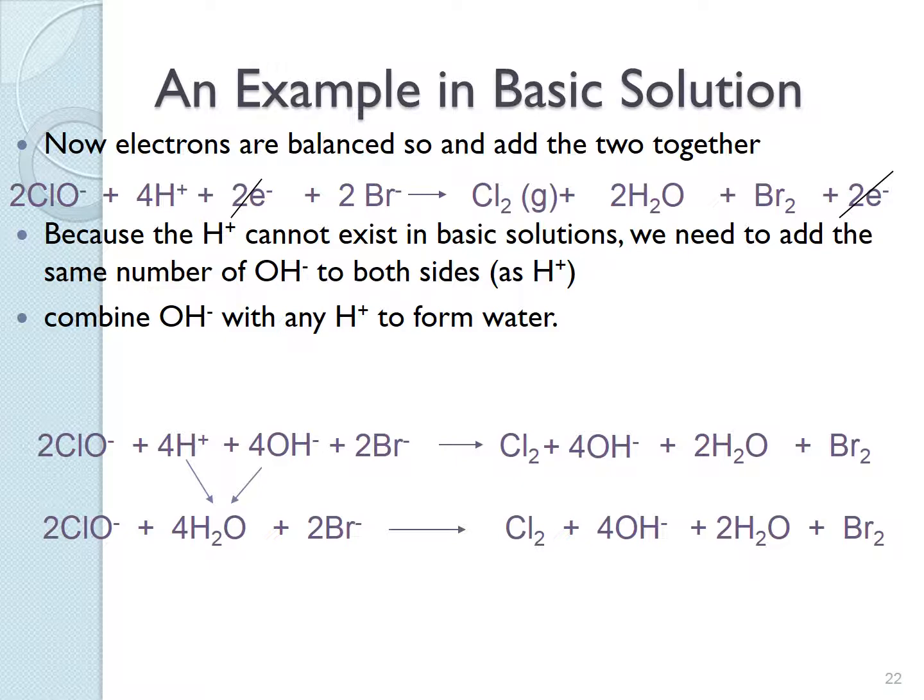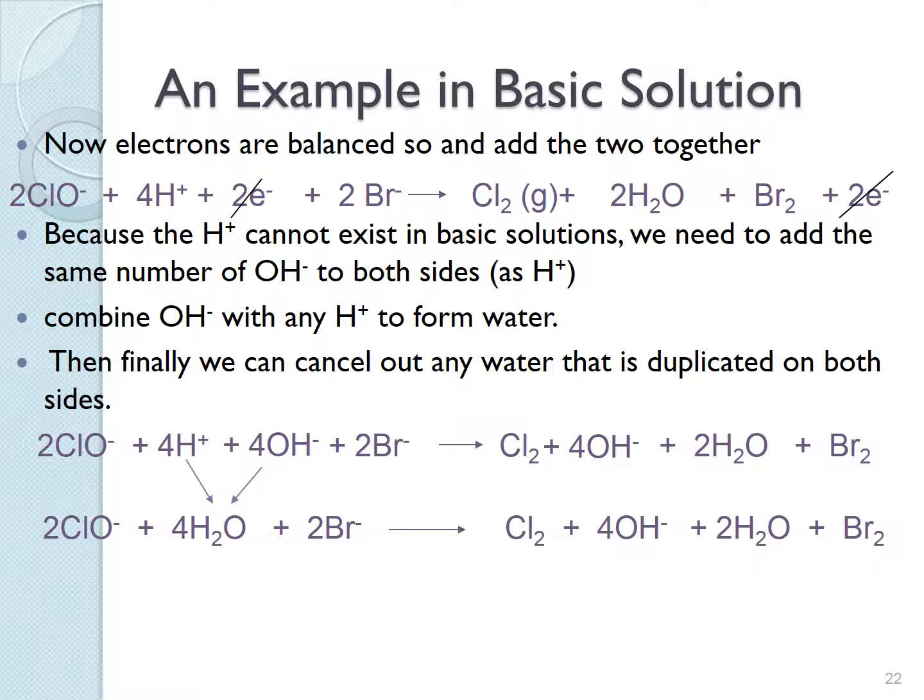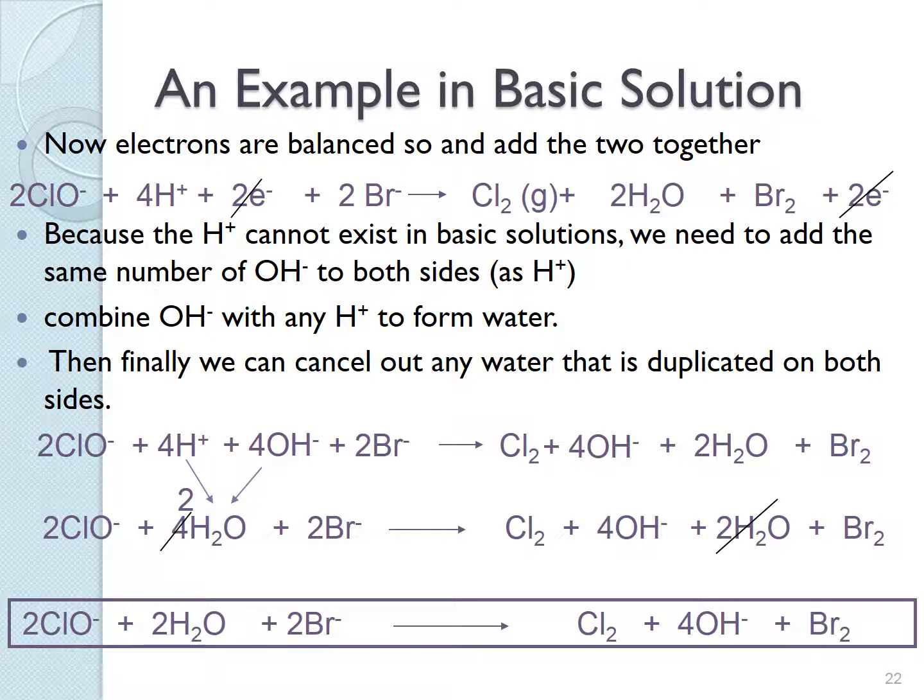The OH negatives on the right have to stay because they don't have hydrogen to react with. And then finally, you can see that we have 4 H2Os on the left, 2 H2Os on the right, so we're going to just reduce that down. So take 2 away from the right and we'll cancel all those out. Take 2 away from the left and we'll have 2. So our final reaction is 2ClO negative plus 2H2O plus 2Br negatives gives us Cl2 plus 4OH negative plus Br2.